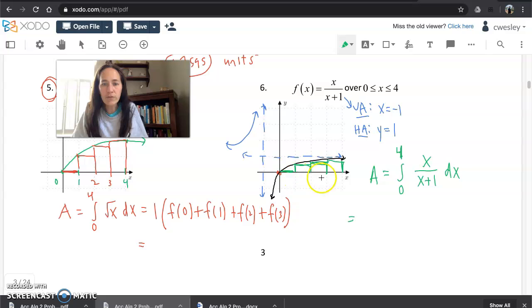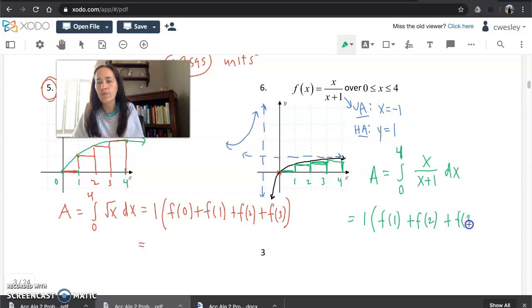Think of the width of each rectangle. I think we just use 1 again, like in the last problem, right? Width is going to be 1. And then the height of each rectangle. These are left-hand endpoints, f of 1, f of 2, f of 3, and f of 4.